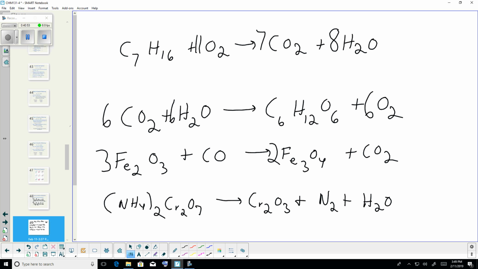Let's do hydrogen. We got how many on the left? 8. So what do I got to do for the H2O? Put a 4. So I got 7 oxygen on the left. How many do I got on the right? 7. 4 and 3 is 7. We're done.